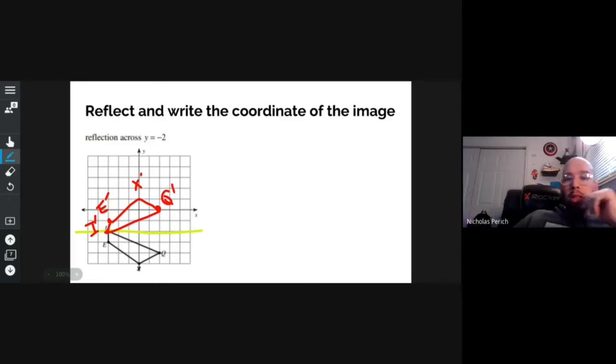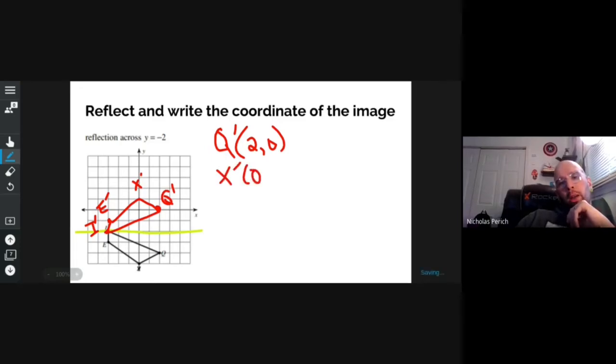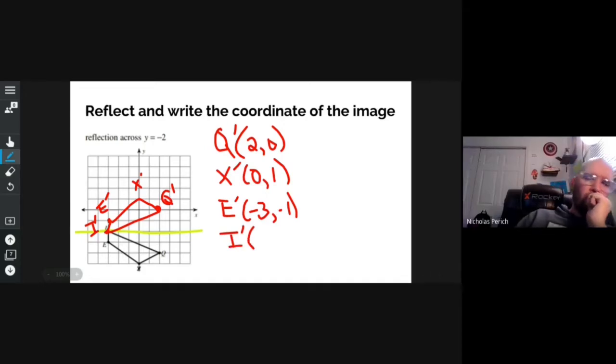What are the coordinates? Q prime looks like it's 2, 0. X prime looks like it's 0, 1. E prime looks like it's -3, -1. And I prime looks like it's -3, -2.